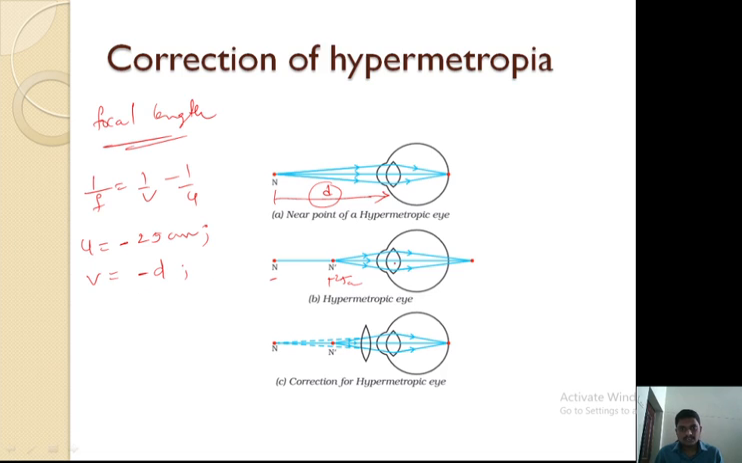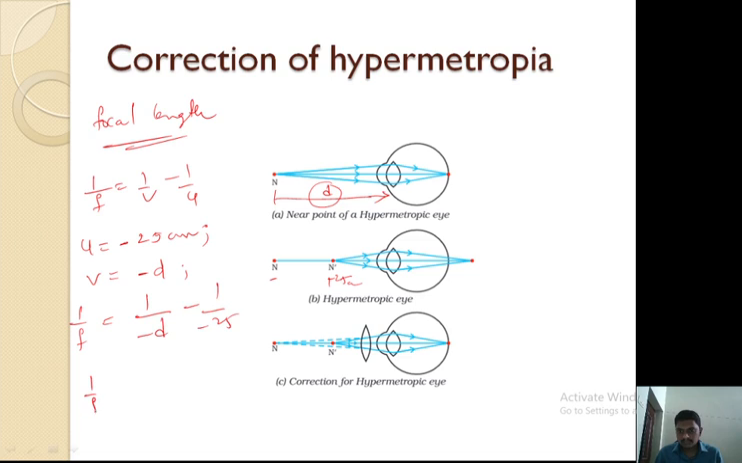So this convex lens forms the image of the object which is at 25 centimeters at distance d, so that the person can see the object clearly and distinctly. Our aim is to find out the focal length. 1 by f equals 1 by v, what is v? Minus d, minus 1 by minus 25 centimeters.